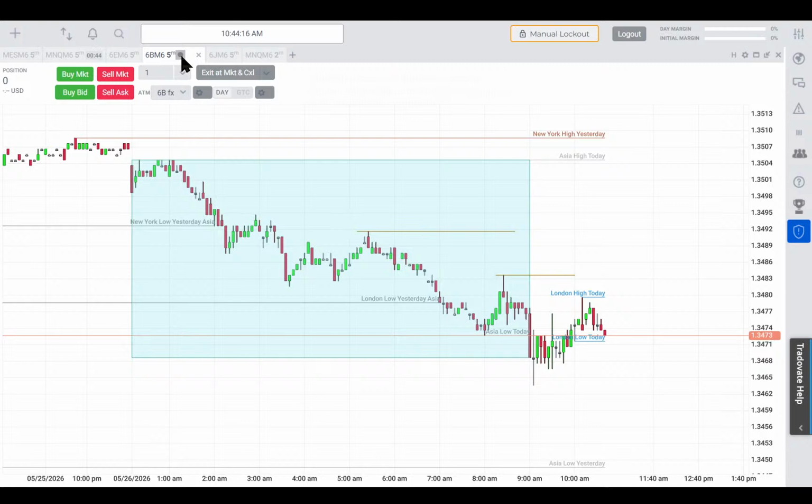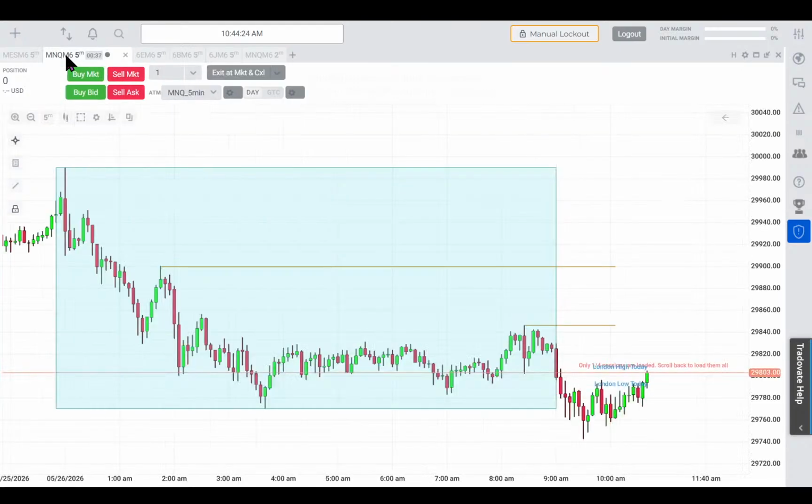MES is a mess. Yeah, I know. I meant the trade. MES still running. It is, yeah. Oh, Tradovate is doing the thing where it just blanks out the screen. Okay, we have to restart it.